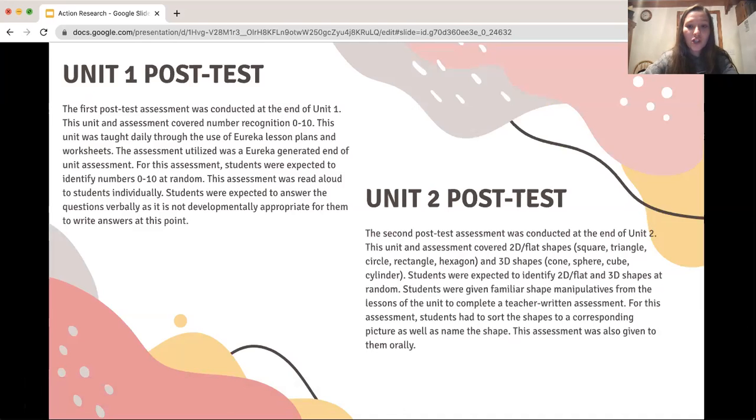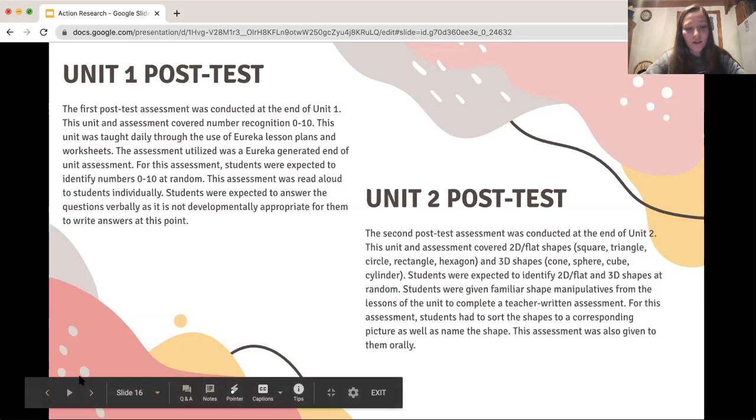The Unit 2 post-test was conducted, of course, at the end of Unit 2. This assessment covered 2D or flat shapes, the square, triangle, circle, rectangle, hexagon. Those were the 2D shapes students need to know. And 3D shapes, cone, sphere, cube, and cylinder. Those were the 3D shapes students needed to know. They were expected to identify 2D and 3D shapes at random. They were given familiar manipulatives from the lessons to complete this teacher-written assessment. So they had to match shapes to the corresponding pictures as well as name the shapes. This test was also given to them orally.